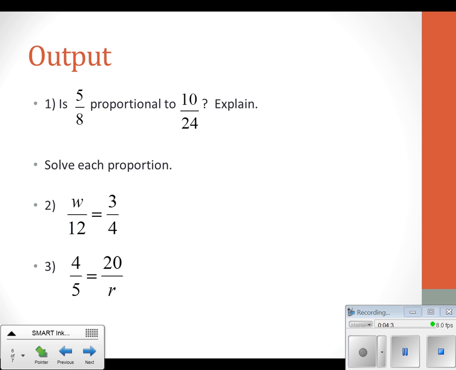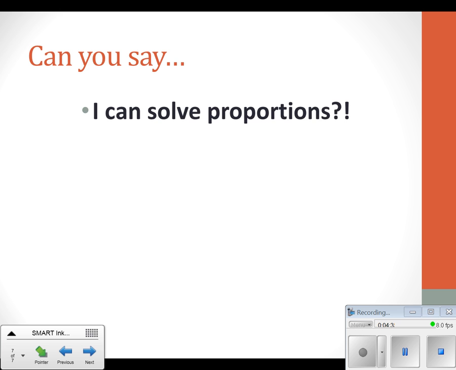Here is your output to work out for class. Be prepared with any questions. You should be able to say, I can solve proportions.